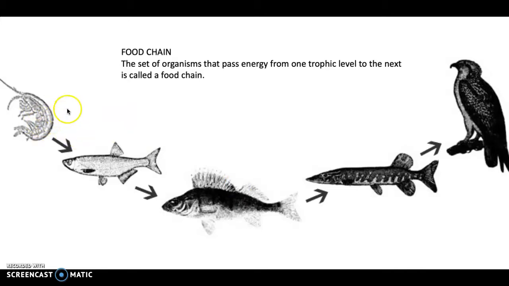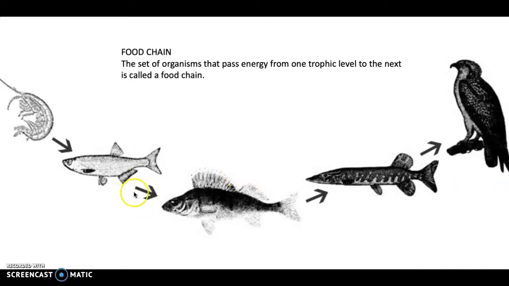Here we have some shrimp, like brine shrimp, kind of like in the Great Salt Lake. So here we have brine shrimp, and then here we have a bleak that consumes the brine shrimp. Here we have perch, which can consume a bleak, and so on and so forth. The set of organisms that pass energy from one trophic level to the next is described as a food chain.